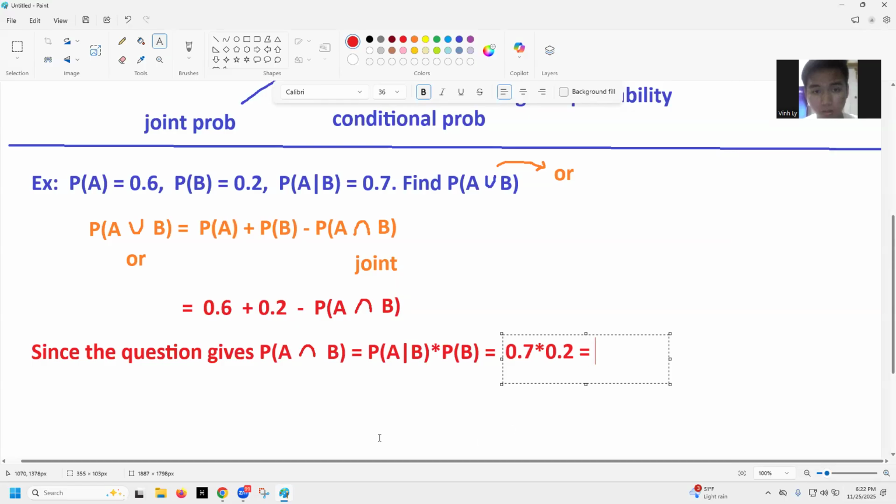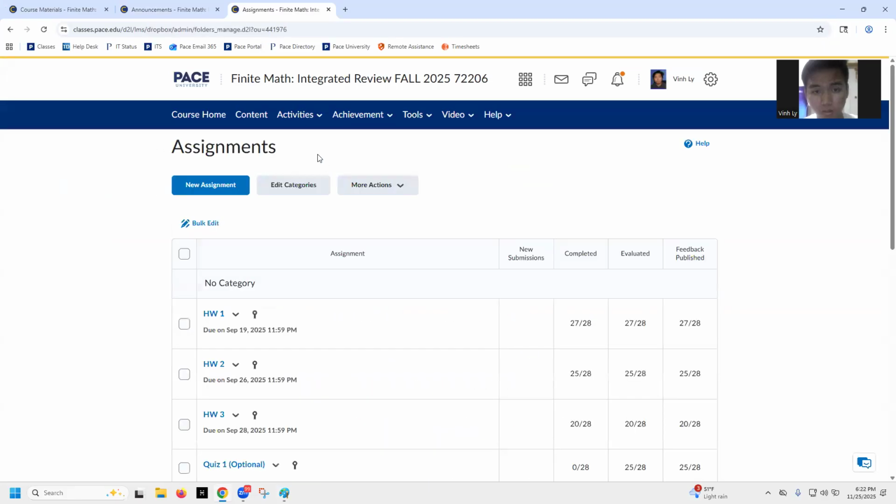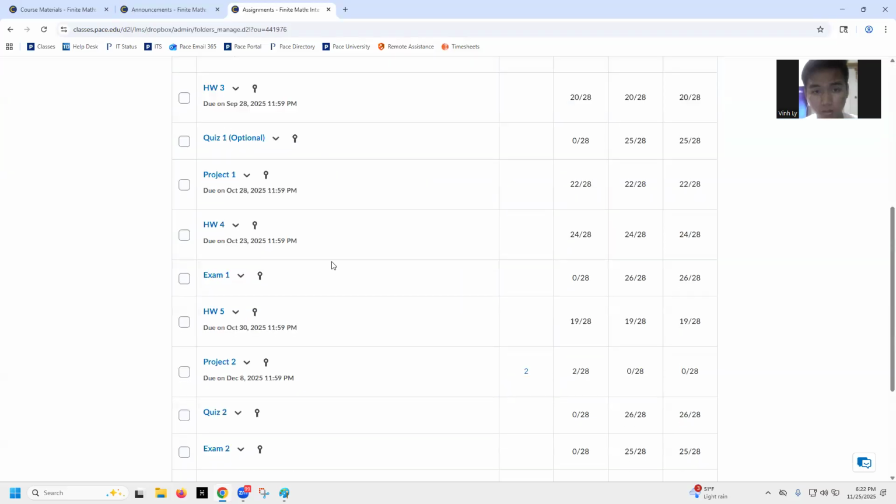Wait, that's a lot of class though. 18, right? And that's our next exam, and that's the last exam, the final exam. We no longer have the other exams except for the final exam. That's it. We have 2 projects.